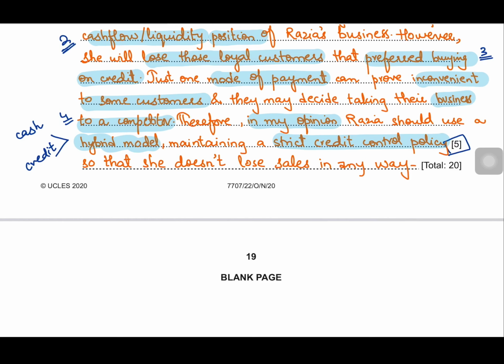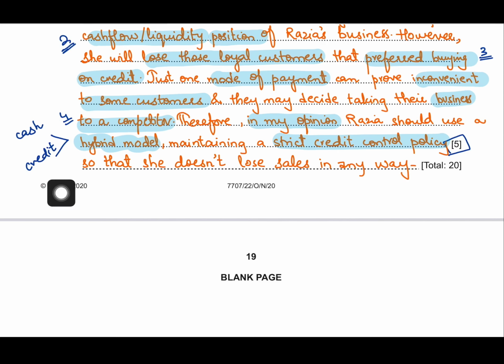Or credit control policy also includes giving discounts on prompt payment, right, to encourage early payments, so cash discounts, right. So all of these points come in your credit control policy. You don't have to write them down, you don't have this much time and space. Just mention that by maintaining a strict credit control policy, she can go with selling on credit terms.